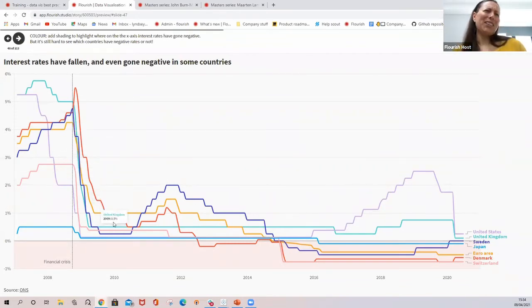So this is less on the colouring of the lines. I've just noticed all the lines have changed colour. But anyway, this is about using colour to highlight something that's happened on the actual axis. So we are shading this area to draw people's attention to the fact that this is where interest rates have gone negative. And we've also reinforced the zero line, so people can now see that something is happening here. And we're drawing attention to that with the colour. But it's still hard to mentally compute which country's interest rates have gone negative and which haven't.